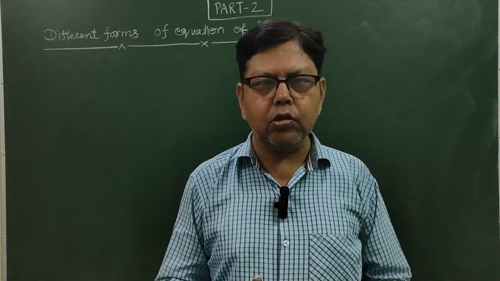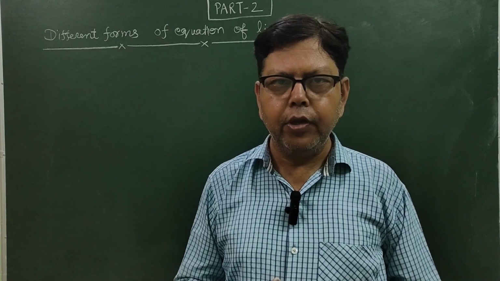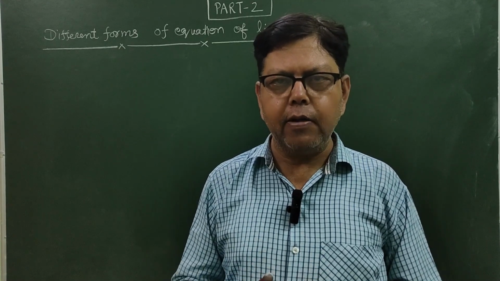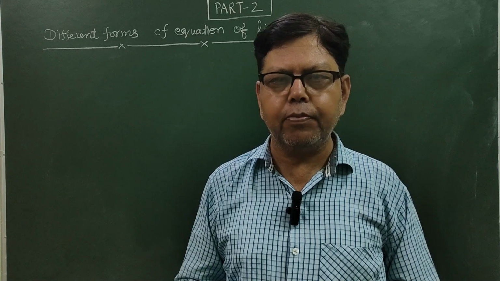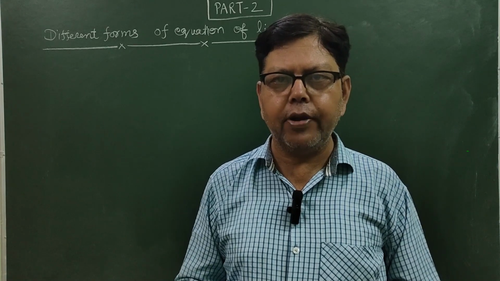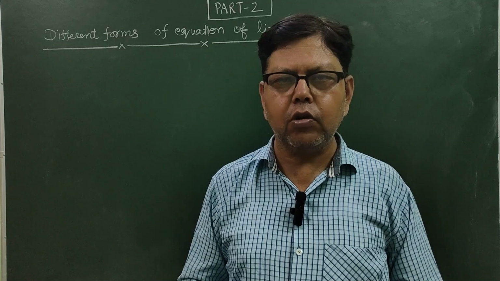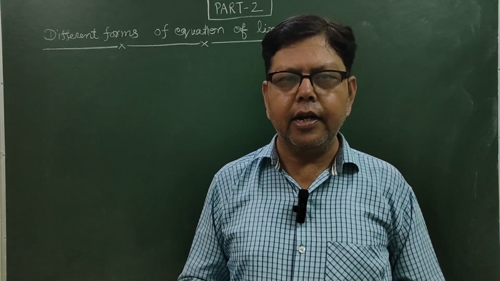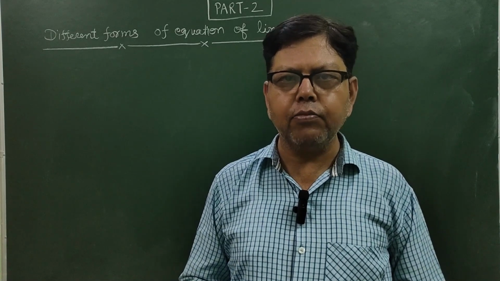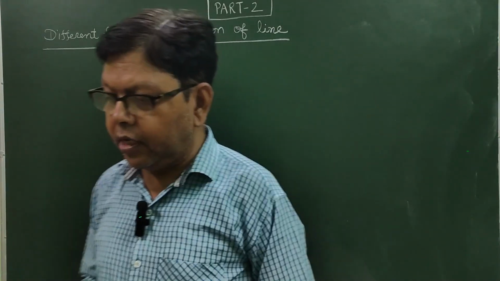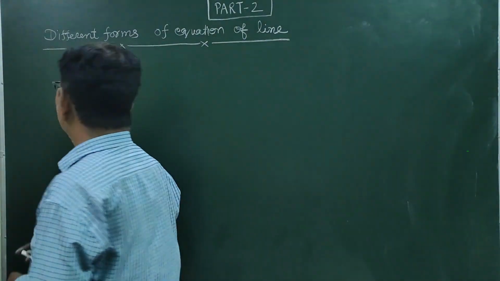Now you have understood the concept of slope. In terms of angle, m is equal to tan theta, and in terms of coordinates of 2 points, m is equal to the difference of y coordinates divided by the difference of x coordinates. Now let us understand the various forms of the equation one by one. So the first form is the slope intercept form.